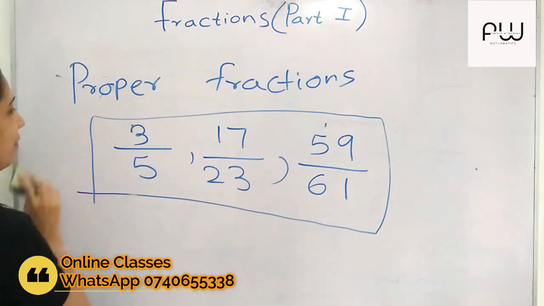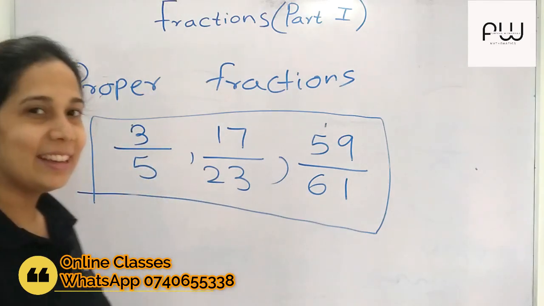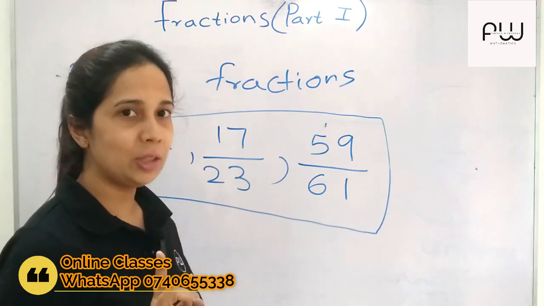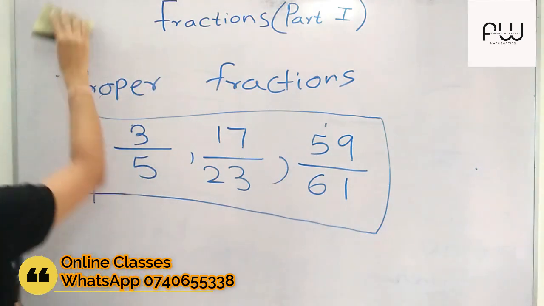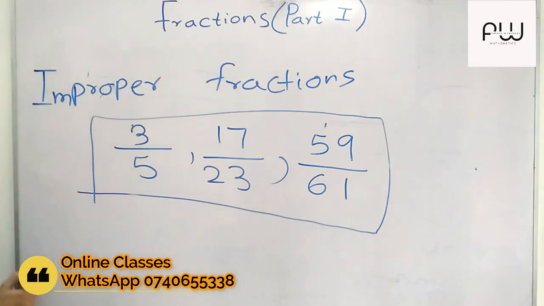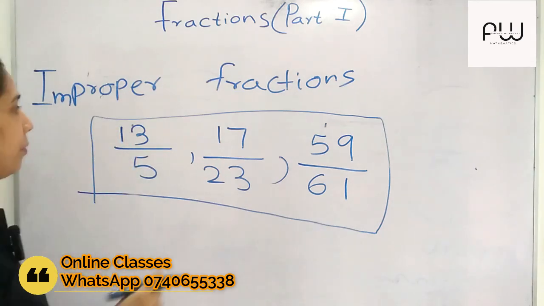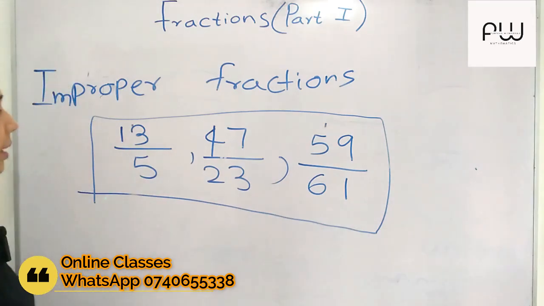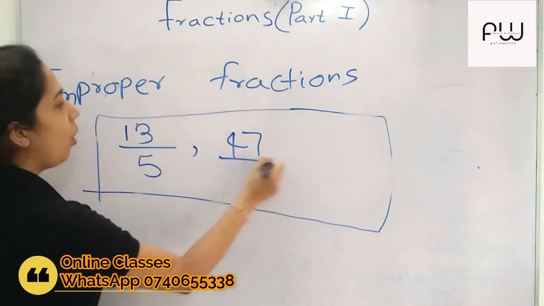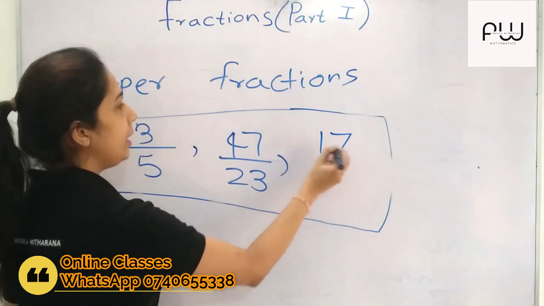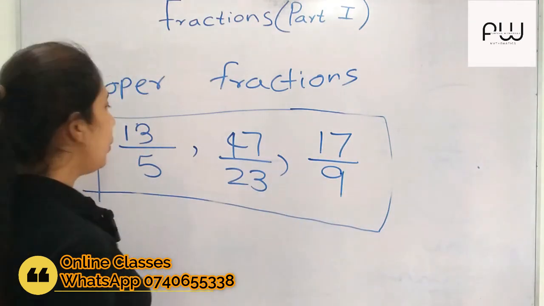Then let's move to the next one. What is the next one? The next one is not unit, we already discussed that. The next one is improper fractions. I'm writing some examples here: 13 over 5, 47 over 20, 47 over 23 and 17 over 9. Now look at here.